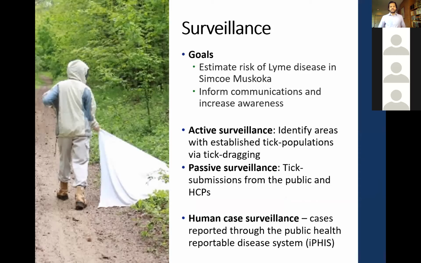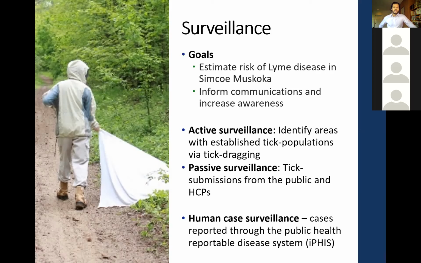And so to assess and qualify the risk locally, we engage in surveillance activities. And so we distinguish active surveillance from passive surveillance. The goal of active surveillance is to identify areas with established tick populations via tick dragging. Tick dragging, which is depicted in the image to the left, is conducted twice yearly in May and October, and this is done by our public health inspectors.